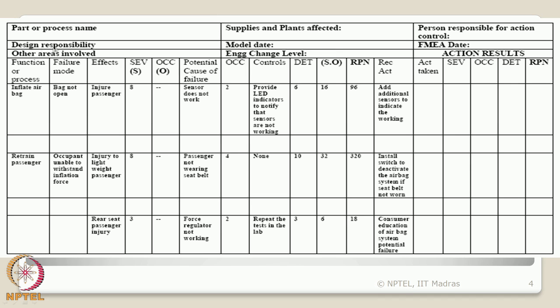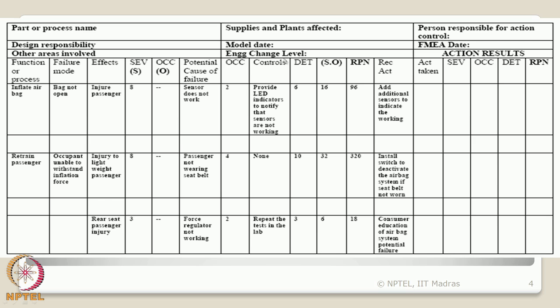Who is the design responsible officer? His name is entered here. What is the model number and date? That is entered here. And the date on which you are doing the FMEA is entered here. Subsequently, if you have any other parallel area involved in the design, you can mention it here.